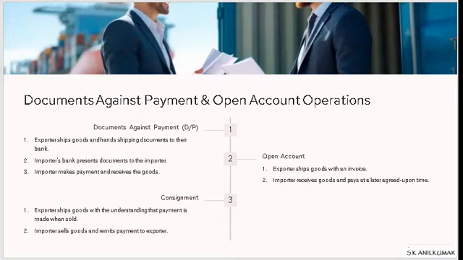What is consignment? Consignment is a type of trade where the exporter ships the goods with the undertaking that the payment will be made only after the goods are sold. The importer sells the goods and remits the payment to the exporter. In case the goods are not sold, the goods are returned to the exporter.